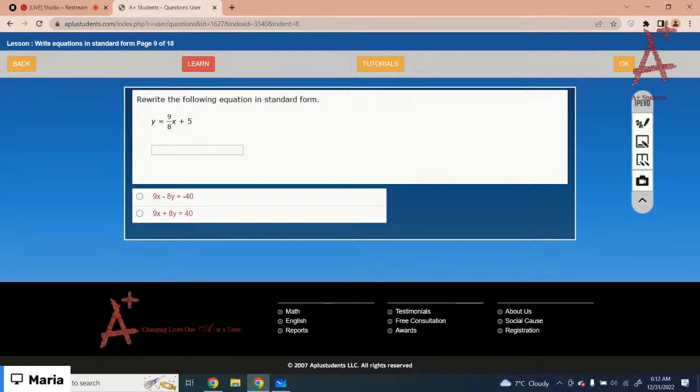Rewrite the following equation in standard form. Y equals 9 by 8x plus 5. So which of the options is the correct one? It would be option number 1 is the correct option. Got it? Just select the correct option, then click on the OK button.